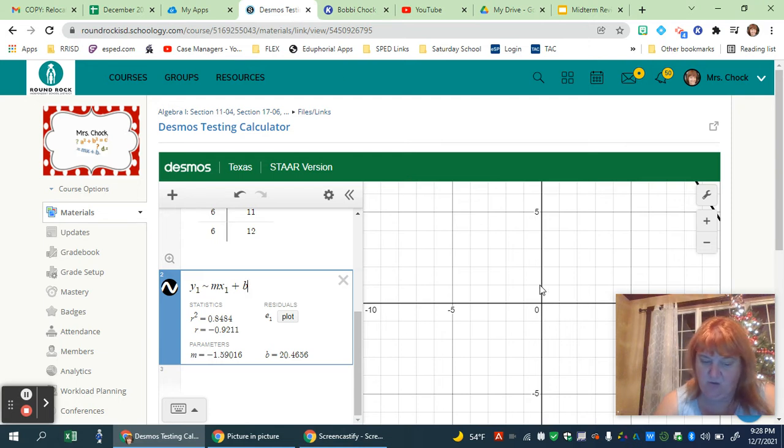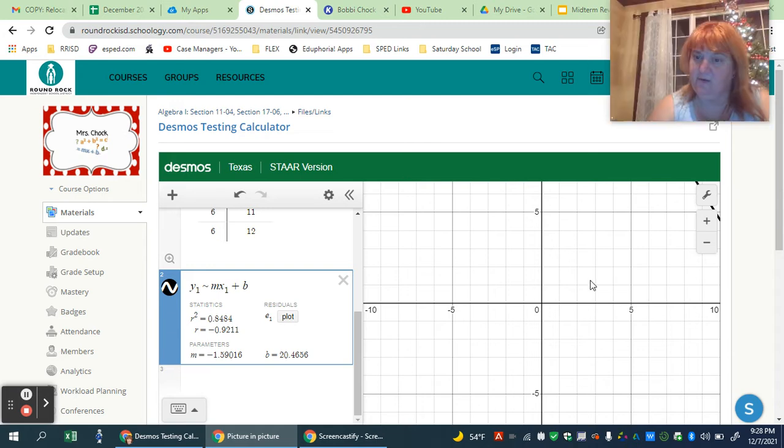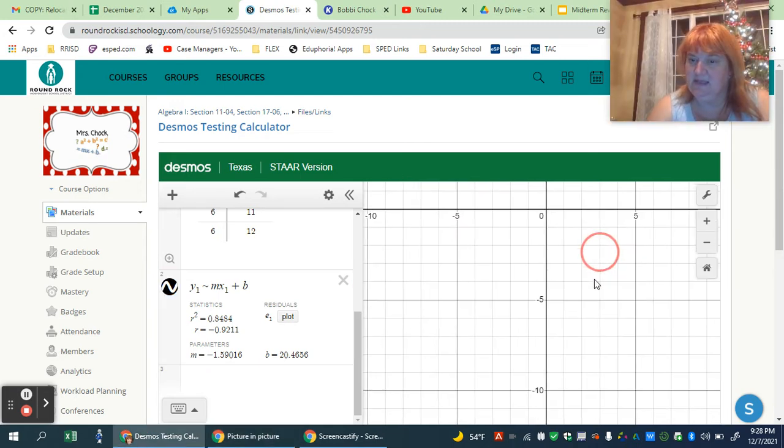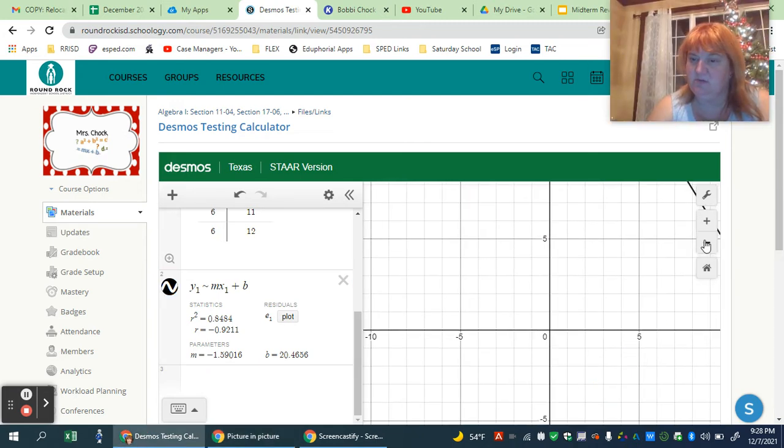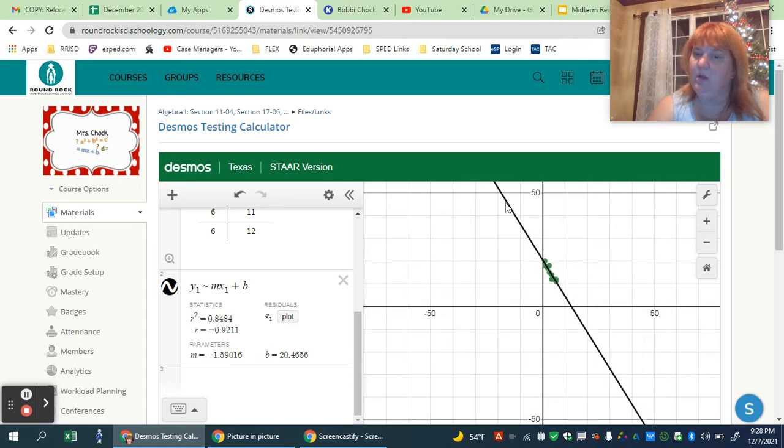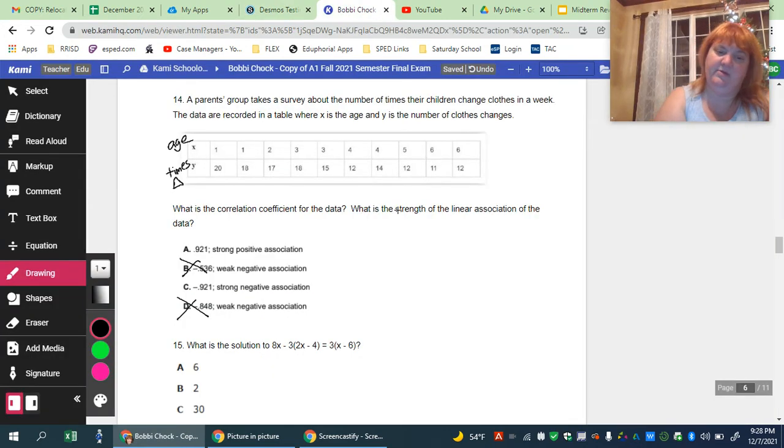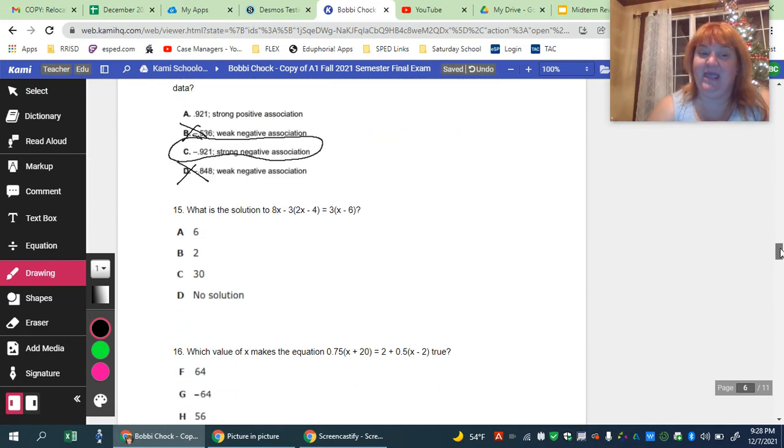So I go back, and I can't even see the line. I'm going to have to move my picture. And I'm really going to have to zoom out. So there we go. Well, is that line negative or is it positive? Well, that's a negative line. So now I can go back here and I can tell you it's a strong negative correlation. Okay? Okay, here we go.